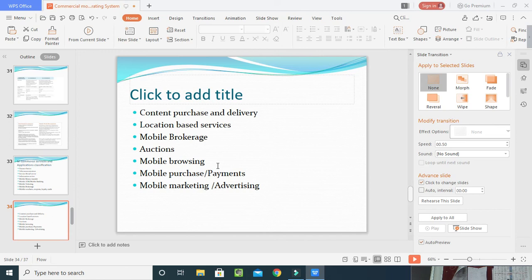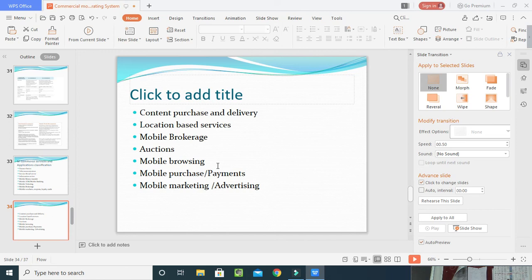Not only that, mobile auctions take place, and mobile browsing and mobile purchases, whatever we want to purchase we are able to pay for. Payments also take place, like internet bill, electricity bill, water bill, property tax, vehicle challans, home property tax, sometimes tickets. What are the bills we have to pay off? Like the gas bill, we have to pay. All these things can be paid with the help of mobile payments.